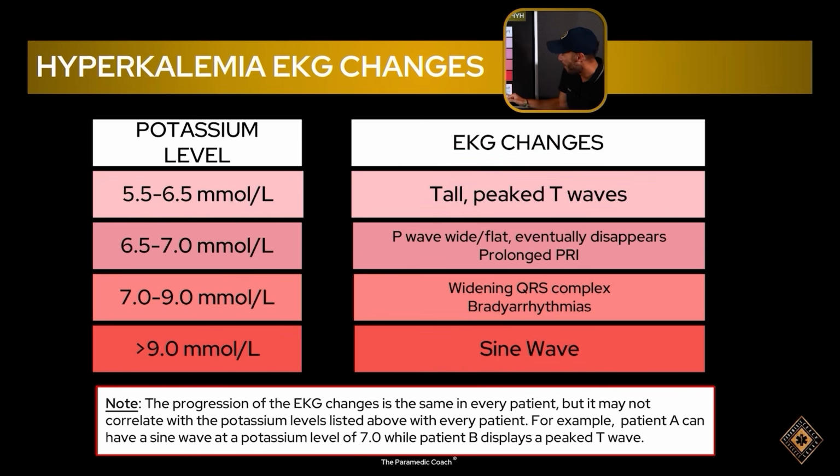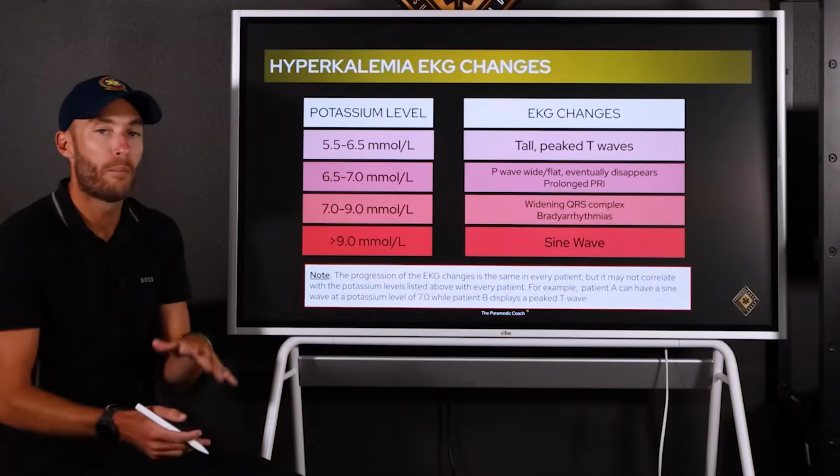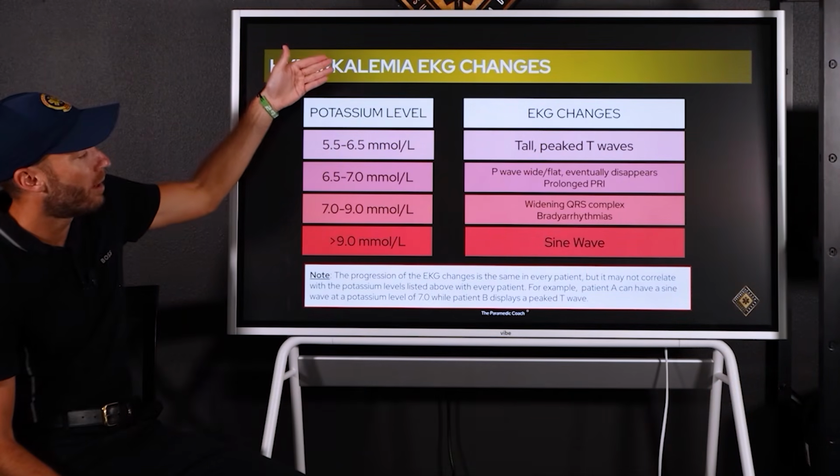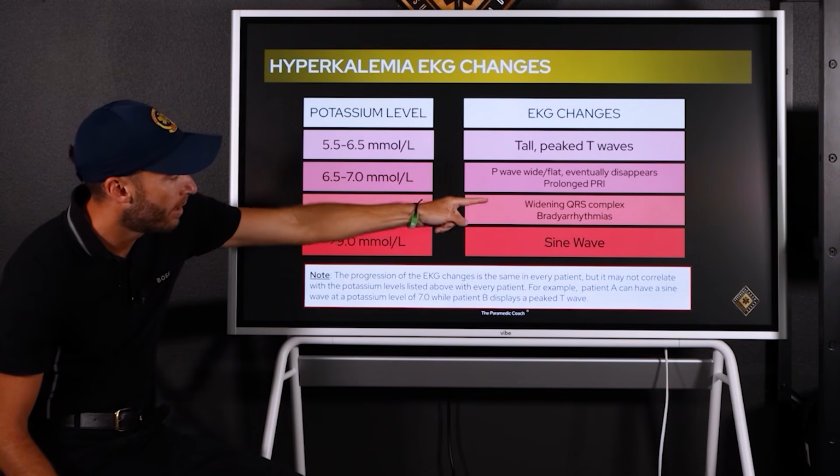I know. No, this is a clinical note I wrote for this. Okay, here I'm going to read it out to you. The progression of the EKG changes is the same in every patient, but it may not correlate with the potassium levels listed above with every patient. For example, patient A can have a sine wave at a potassium level of 7, while patient B displays a peak T wave. So by the textbook definition, this is what is supposed to happen. As they go up, they go from here to here, okay?